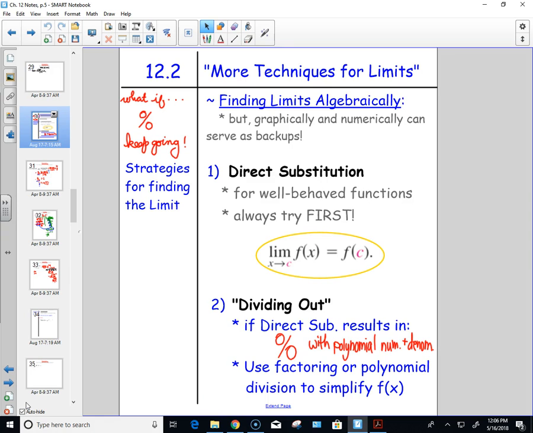Remember the jury. What needs to be true for the limit to exist?